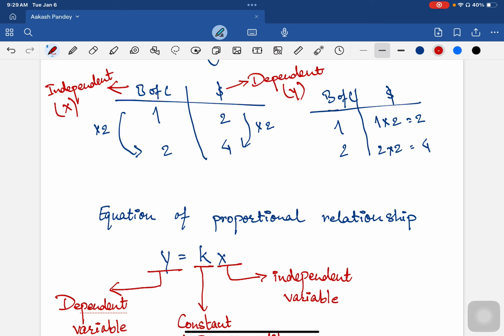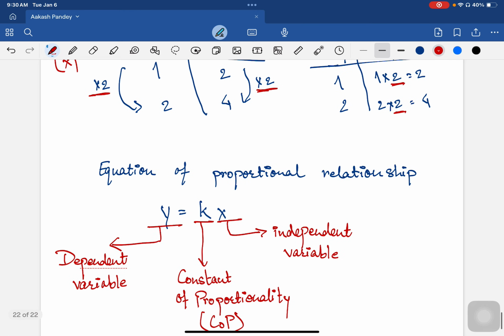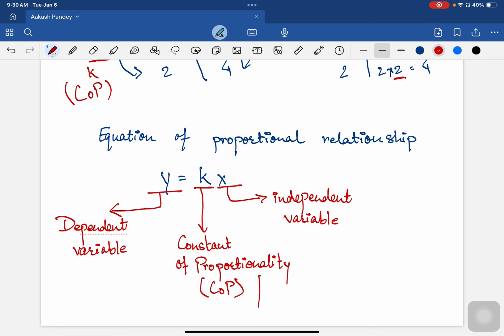Now, what's your constant? You see this number two that has been multiplying, same thing. So that's your constant of proportionality. That would be your k, COP. Another name for constant of proportionality can be your unit rate, and in some cases, scale factor as well. The scale factor that we learned in Unit 1 could be correlated with constant of proportionality.